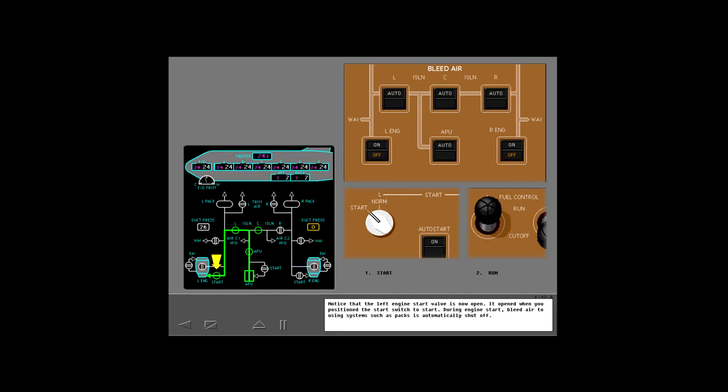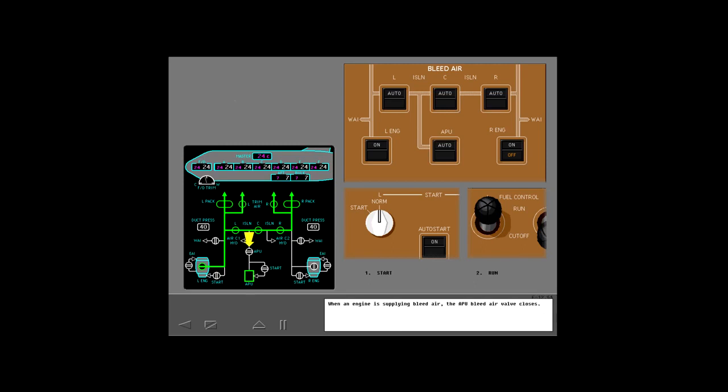During engine start, bleed air to using systems, such as PACS, is automatically shut off. When bleed air is available from the engine, the bleed valve opens. As the bleed valve opens, the off light extinguishes. In this condition, bleed air from the left engine supplies the using systems. If the other engine is not started within a short time, the PACS resume normal operation automatically.